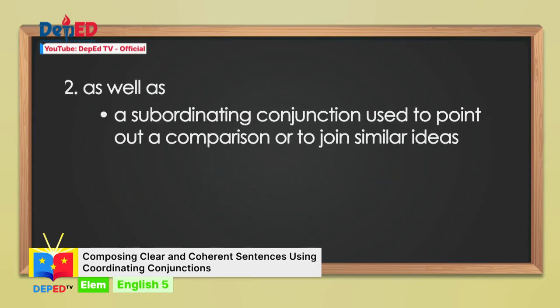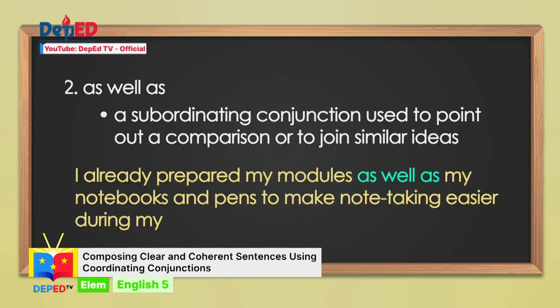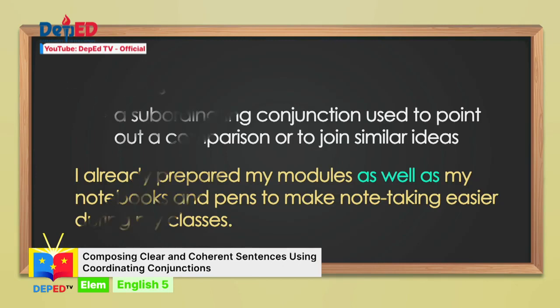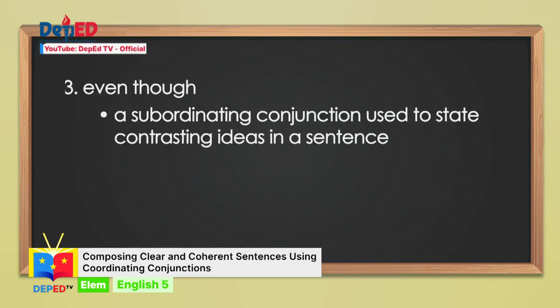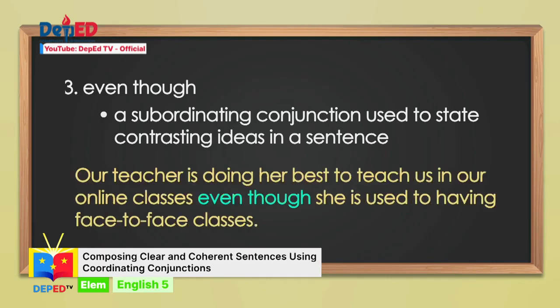Number 2, as well as is a subordinating conjunction used to point out a comparison or to join similar ideas. You may have written something like this. I already prepared my modules as well as my notebooks and pens to make note-taking easier during my classes. Number 3, even though is a subordinating conjunction used to state contrasting ideas in a sentence. A sentence with this conjunction may be formed as, our teacher is doing her best to teach us in our online classes, even though she is used to having face-to-face classes.